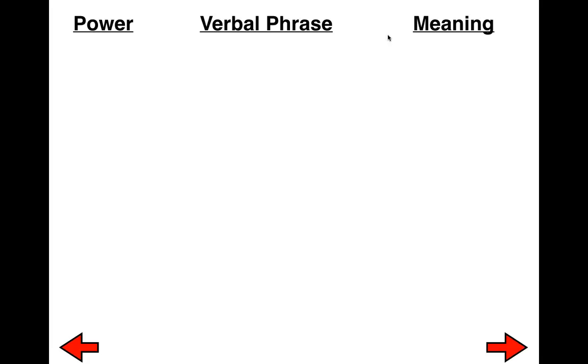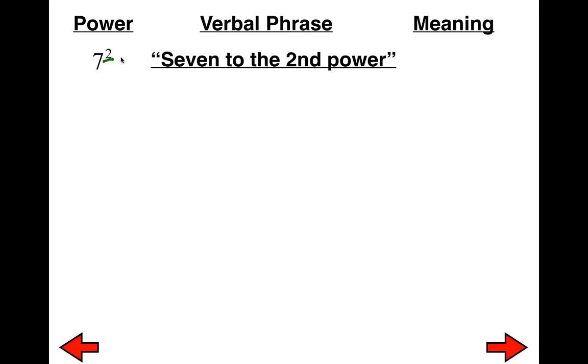Okay, so now let's go over how we're going to read some of these exponents. If your exponent is a 2, there is a special name. We don't say 7 to the second power. It wouldn't be wrong, but a more common way of saying it is actually 7 squared. Of course, what's being raised to the second power? A 7, so you're going to repeat the 7 two times.